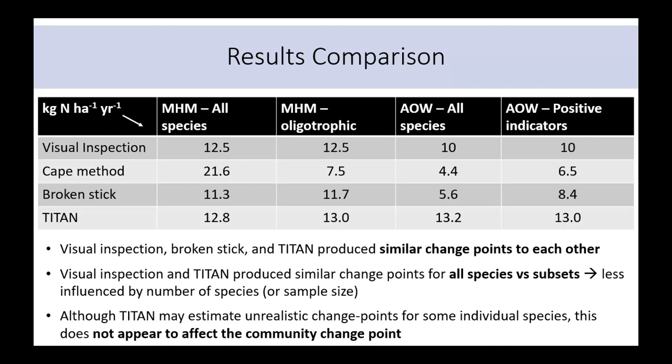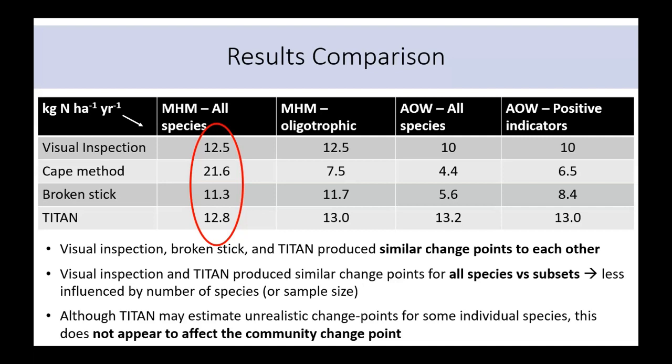You can look at this table and get information from it 2 different ways. You can look down the columns, and that will tell you what the change points are for each model for a given data set. So for example, for our mountain hay meadows all species, the visual inspection gave us a change point of 12.5, the Cape method 21.6, so there's quite a big jump. Broken stick 11.3 and Titan 12.8. So Titan and visual inspection gave us almost the same result. Broken stick quite similar and Cape quite different.